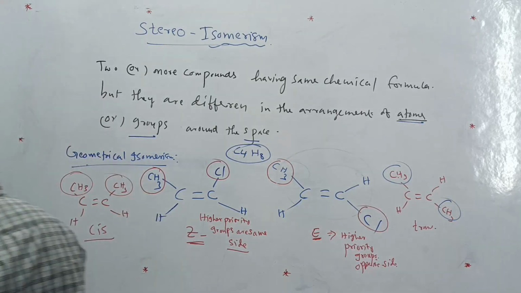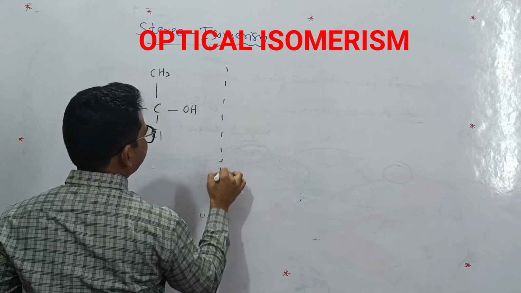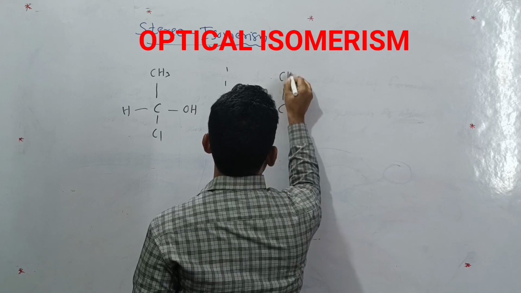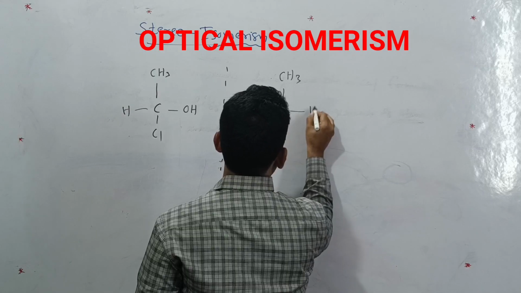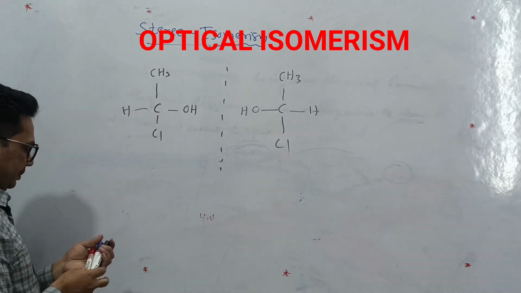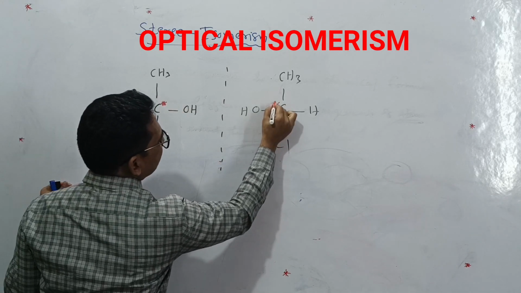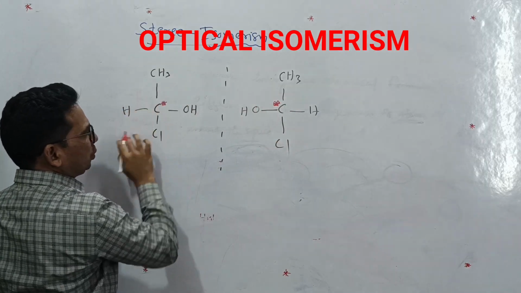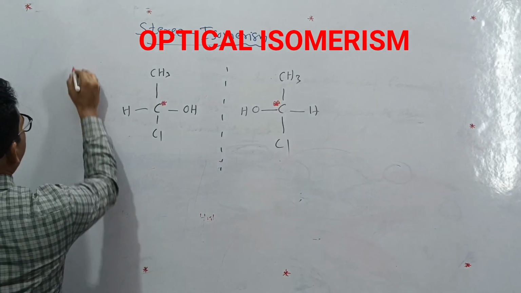Then we can go for optical isomerism, the second one. Here the mirror is there. Just see in the mirror, imagine how it will look. This is called the chiral carbon. Chiral carbon means what? The center of the carbon attached with 4 different groups. 4 different groups. Okay.